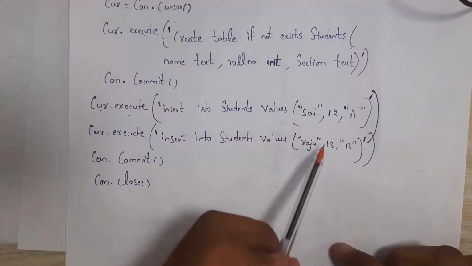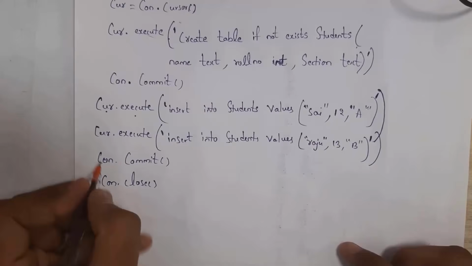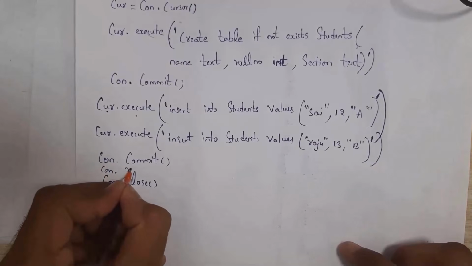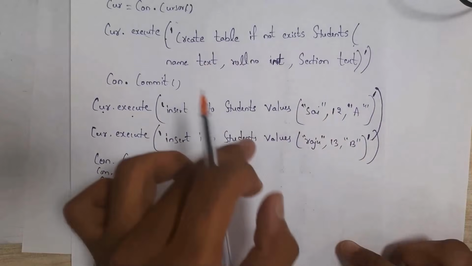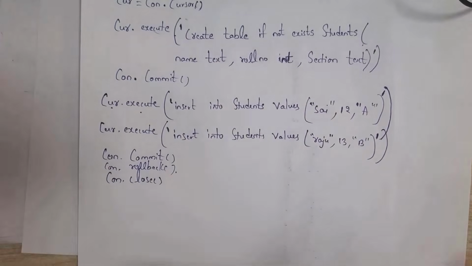For example, I want to undo these 2 operations. So just write here connection.rollback. Whenever you write connection.rollback, it will undo these 2 operations. That is nothing but it will not insert these values.